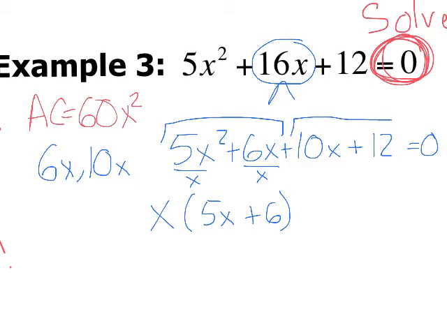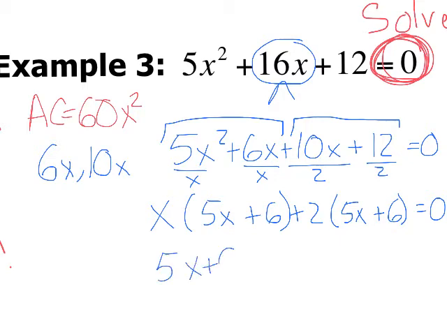6x divided by x is plus 6. Anything I can divide out of 10 and 12? No. Just skip them. 2. So plus 2. 10x divided by 2 is 5x. 12 divided by 2 is plus 6. Do my parentheses match? Yes, so I have grouped correctly. I can bring out 5x plus 6. And when I factor 5x plus 6 out, I'm left with x plus 2.